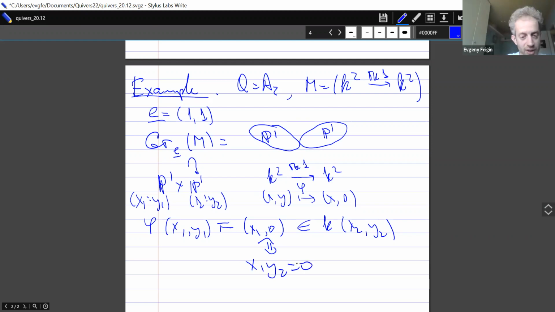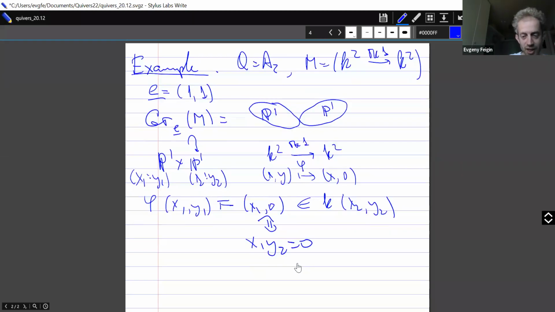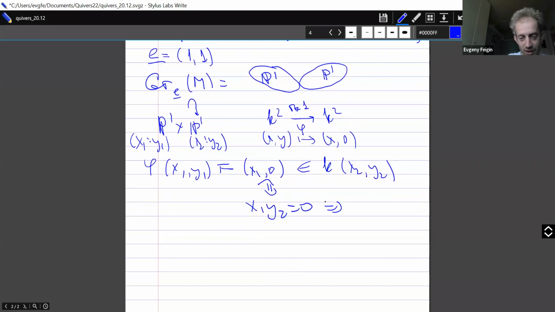So we look at the pairs of points in P1 times P1, which are (x1, y1), (x2, y2), such that x1 times y2 is 0, right? But this is equivalent to saying that either x1 is 0 or y2 is 0.